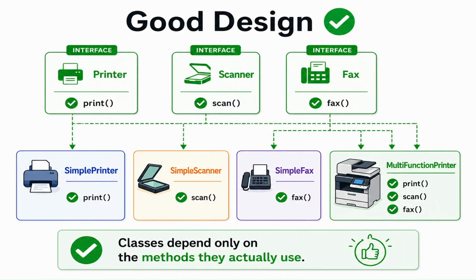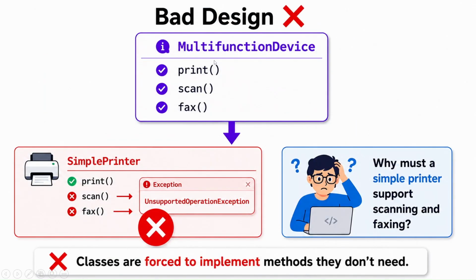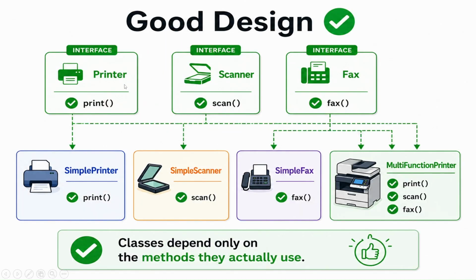So this is the good design. Now we are segregating our interface. Earlier we had only one interface. Now I want to segregate this interface. Segregate meaning divide those methods. If you see, I have created three interfaces: printer, scanner, and fax. The print method goes to the printer interface, the scan method goes to the scanner interface, and the fax method goes to the fax interface.